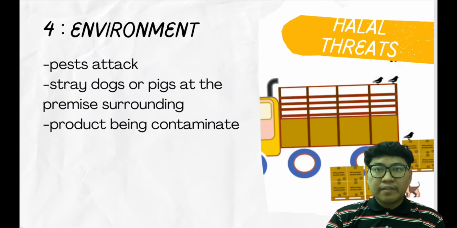Lastly, the halal threat is the environment. Halal threats from the environment are like, in the premise surroundings, if there are haram animals like dogs and pigs, or if there are many pests roaming around the premise that can contaminate the product.